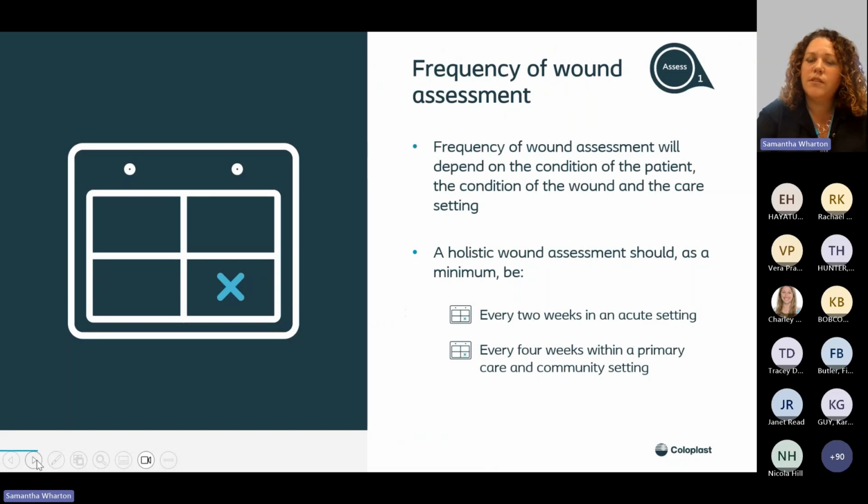How often should wound assessments be carried out? So a holistic wound assessment should, as a minimum, be carried out every 2 weeks in an acute setting, every 4 weeks within a primary care and community setting. But that doesn't mean that every time you take a dressing down, you are obviously doing a wound assessment. But that's the more holistic, full wound assessment, patient assessment.